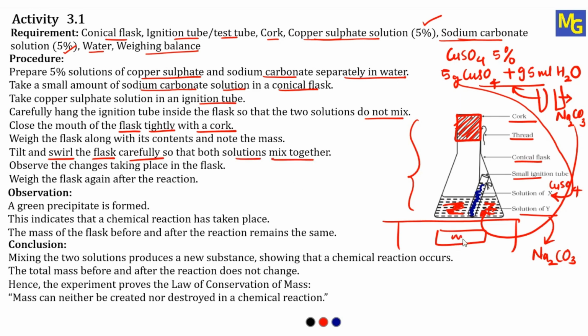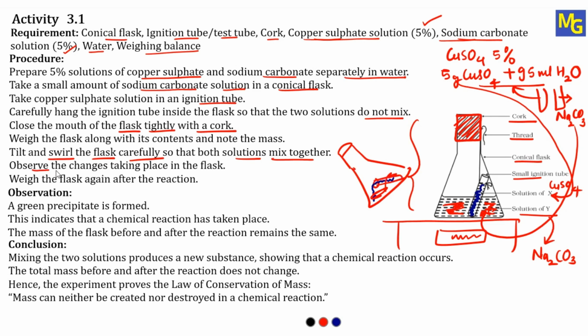Now once you note down the weight, take the conical flask and tilt it. Tilt it means you have to bend it a little bit like this. Once you bend it, slowly that ignition tube will fall inside the conical flask, and all the copper sulfate solution present inside the test tube will come down and get mixed with all the sodium carbonate. And here both the solutions will get mixed together.